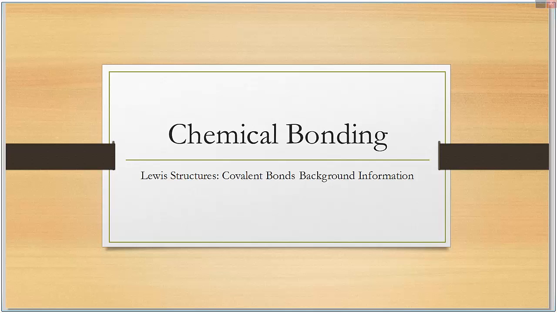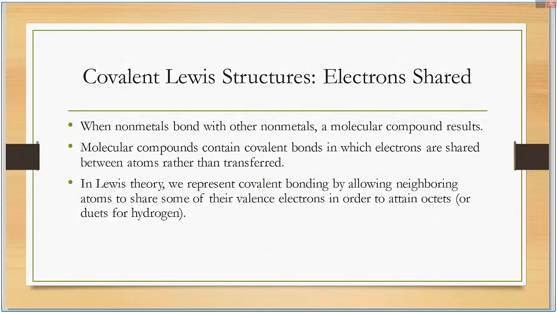In this tutorial, we will be discussing the background information for covalent bonds. When nonmetals bond with other nonmetals, a molecular compound results. Molecular compounds contain covalent bonds, not ionic, in which electrons are shared between the atoms rather than transferred. So molecular compounds form from nonmetals and nonmetals bonded together where the electrons are shared.